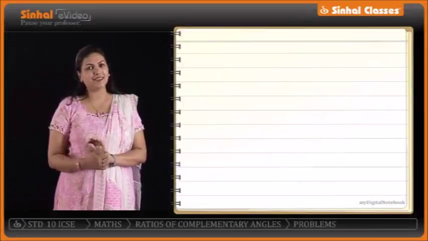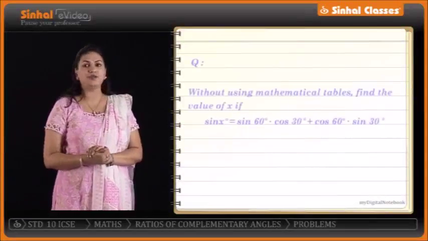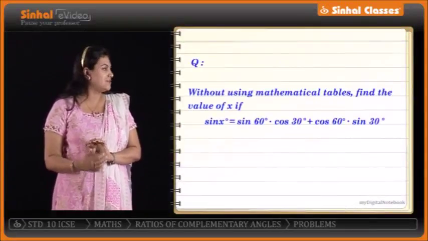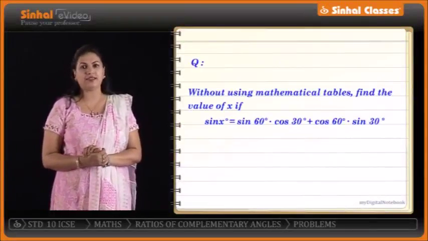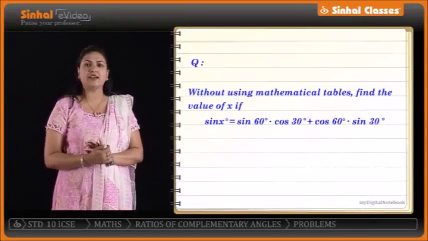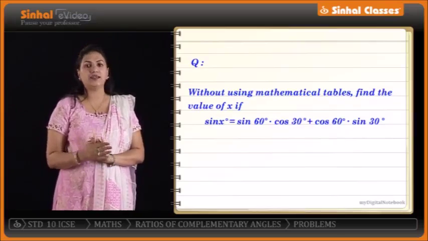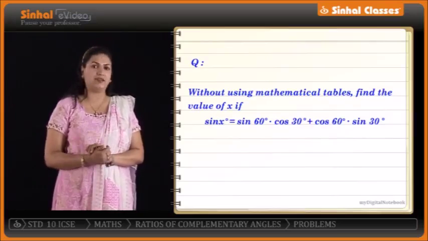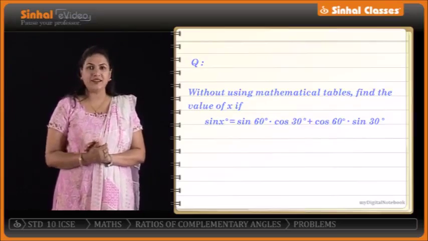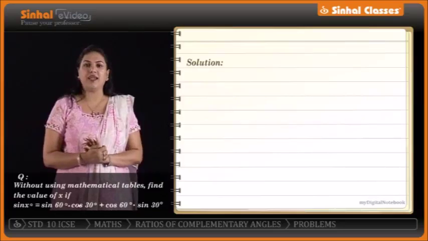Now we take the next problem. Without using mathematical tables, find the value of x if sin x is equal to sin 60 into cos 30 plus cos 60 into sin 30. Now we are given this, we want to find x.